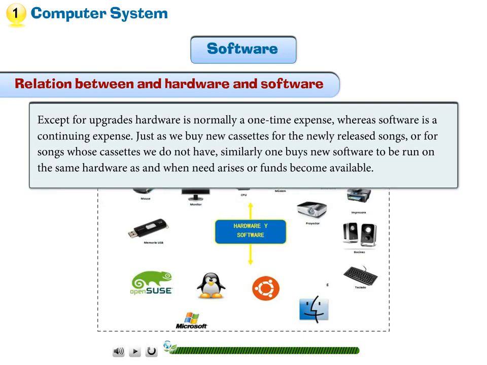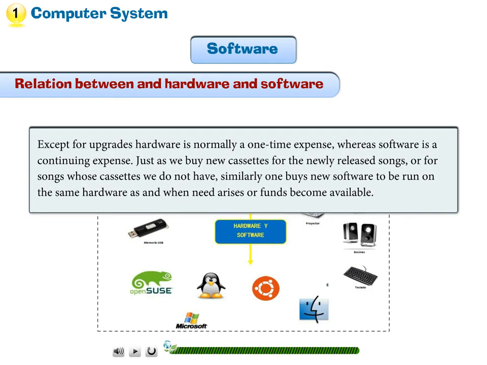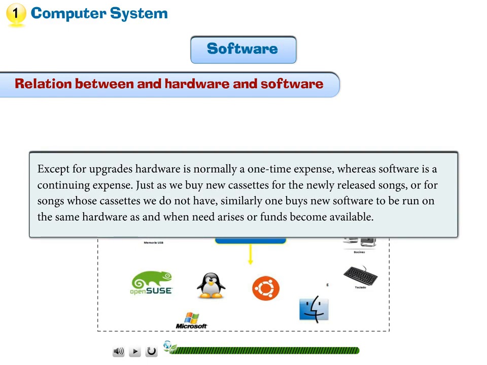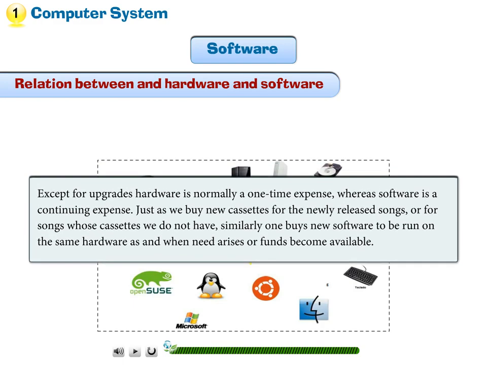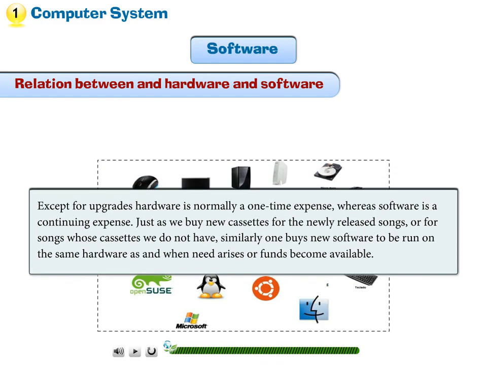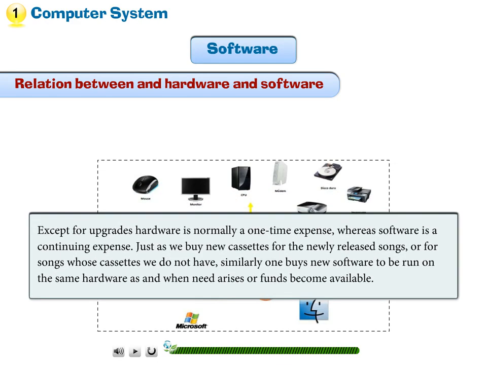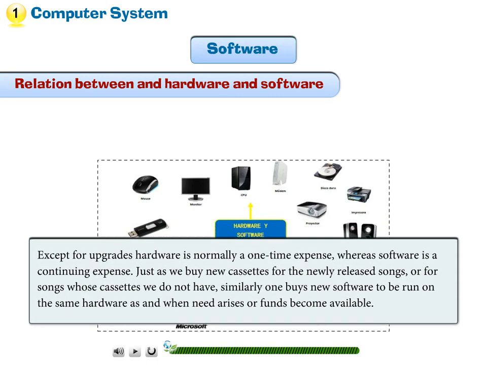Except for upgrades, hardware is normally a one-time expense, whereas software is a continuing expense. Just as we buy new cassettes for the newly released songs or for songs whose cassettes we do not have, similarly, one buys new software to be run on the same hardware as and when need arises or funds become available.